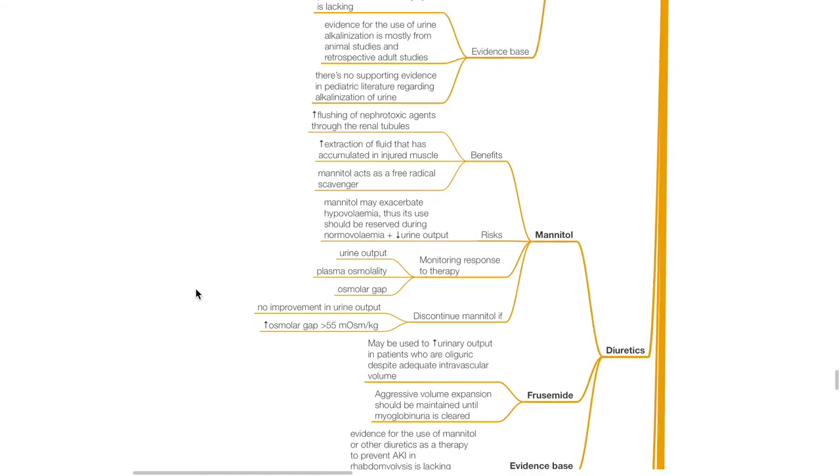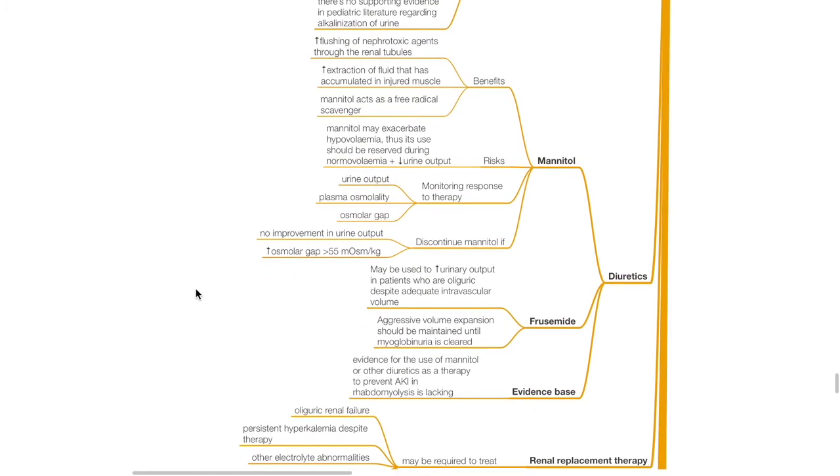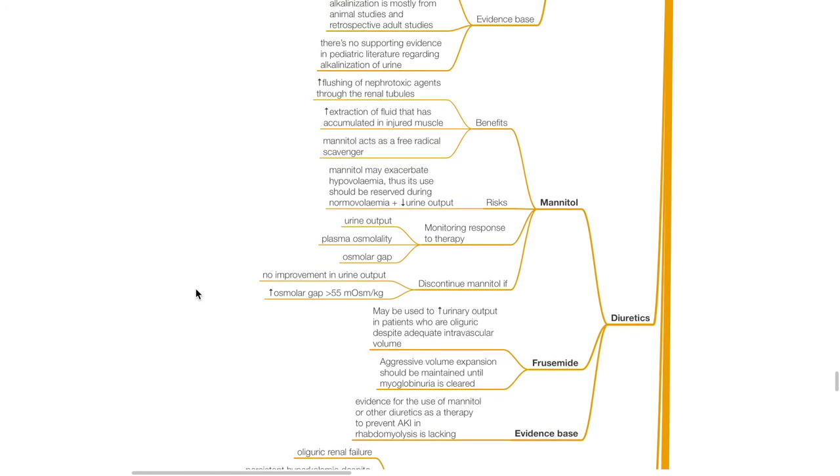Diuretics. Options include mannitol and furosemide. Benefits of mannitol include increased flushing of nephrotoxic agents through the renal tubules and increased extraction of fluid that has accumulated in injured muscles. Mannitol acts as a free radical scavenger. Risk: mannitol may exacerbate hypovolemia, thus its use should be reserved for normal volemia and reduced urine output.